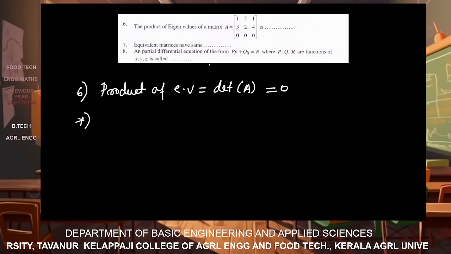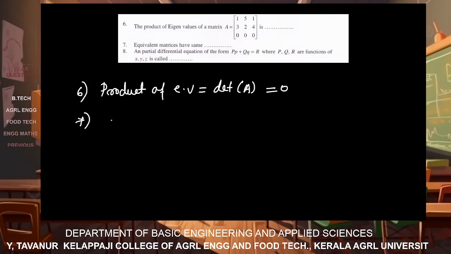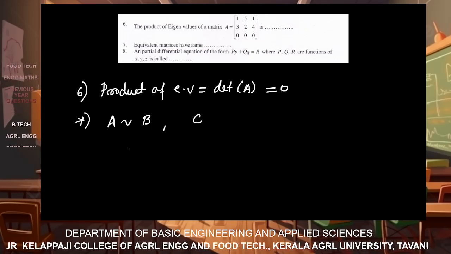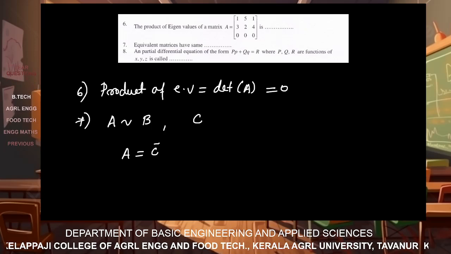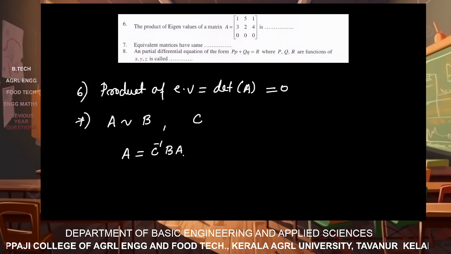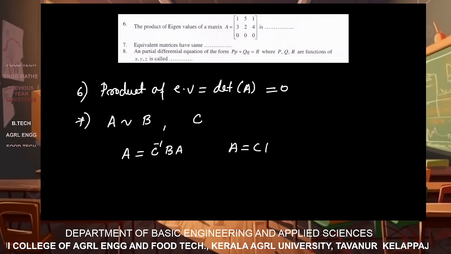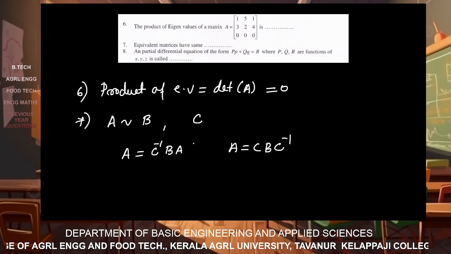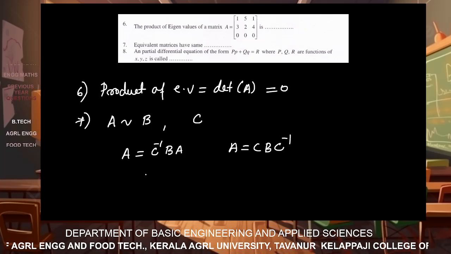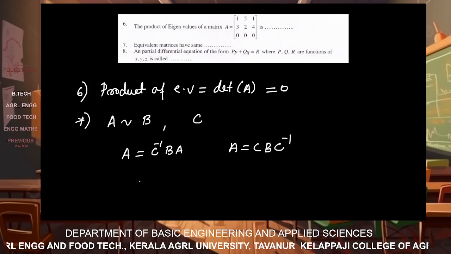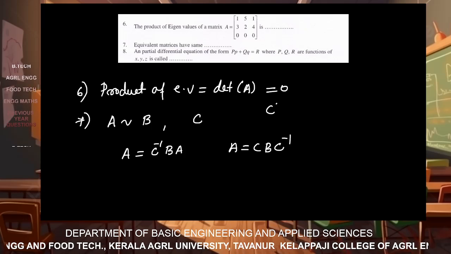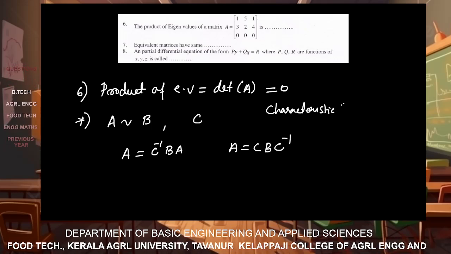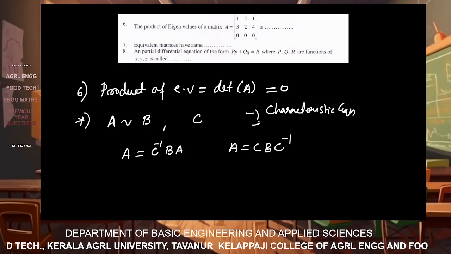Equivalent matrices. A matrix A is called equivalent to B if there exists an invertible matrix C such that A equals C inverse BC, or in other words, A equals CBC inverse. Two possibilities are there. Then A and B are called similar. Similar matrices have the same characteristic equation. So the answer for this is either the same characteristic equation, or having the same eigenvalues.